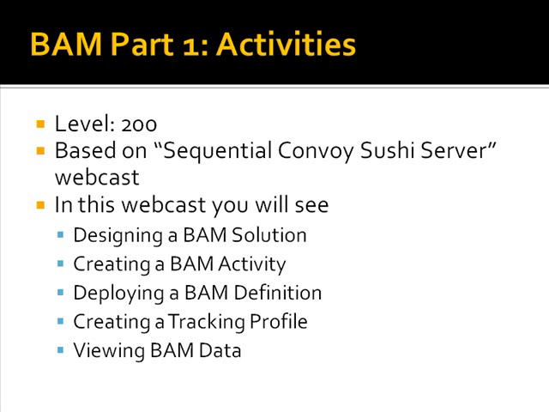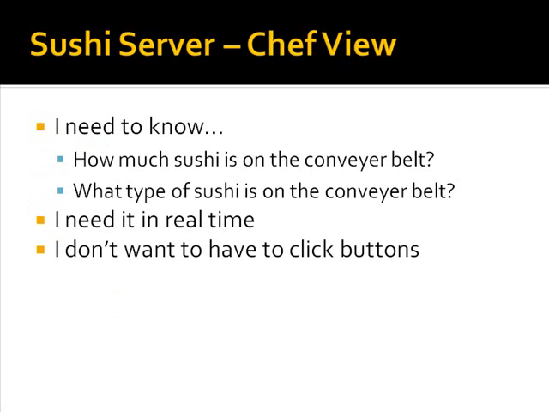We're going to be then deploying our BAM definition, creating a tracking profile, and then finding a nice way to be able to view the BAM data. The challenge is that if you've looked at the sequential convoy Sushi server orchestration, you'll see that it's using RFID to track how Sushi runs through the restaurant.